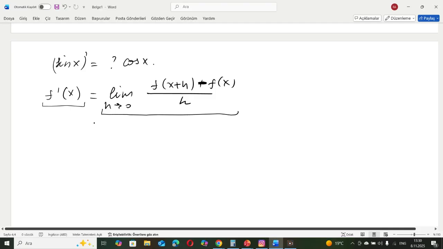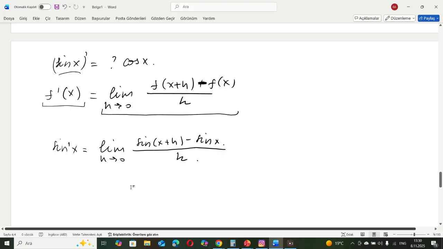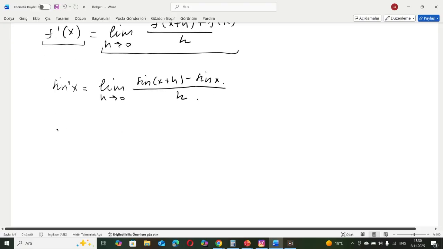So what we're going to do here is insert this formula into our sine x and find the derivative of sine x. The derivative of sine x is equal to the limit when h goes to 0 of sine of x plus h minus sine x, that is our function, all divided by h. So the derivative of sine x is equal to the limit as h goes to 0.